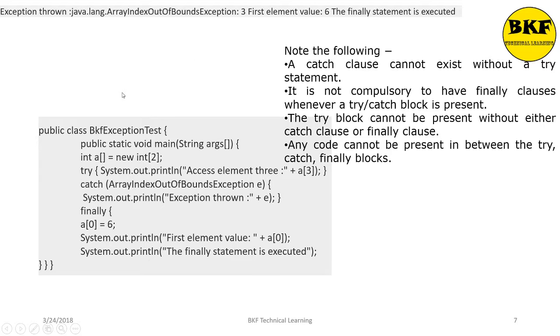Okay, now let's see an example. So this is our code. We have declared an array of type int of size 2. Then we are trying to access the fourth position of that element, which is going to give us an exception.